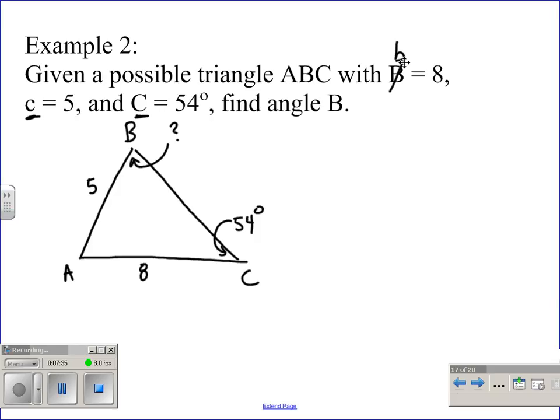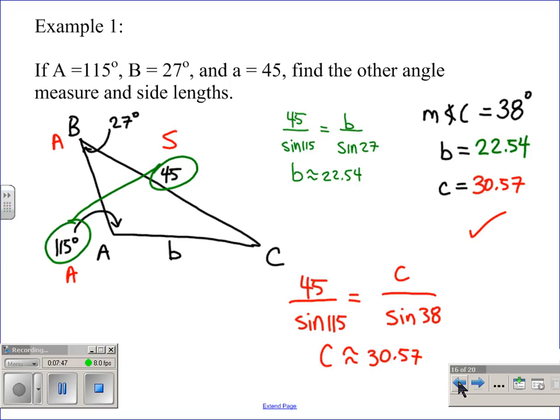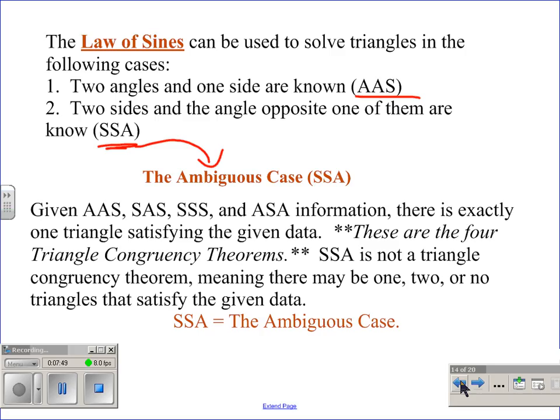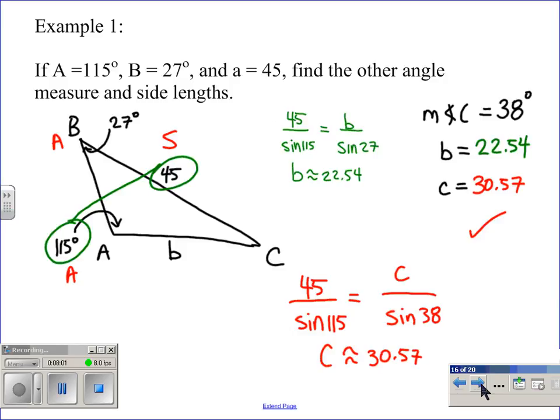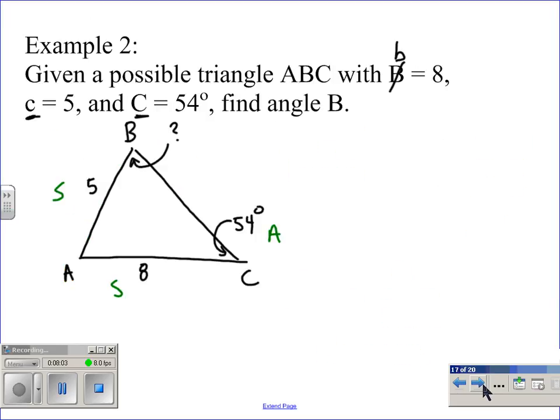First of all, we notice that we are given side, angle. Now, given that we have side angle information, let's go back and look at our slide. Side angle, two sides and an angle opposite one of them. So that is the ambiguous case. So we have to see what's going to happen here. Either there's one solution, two solutions, or no solutions.